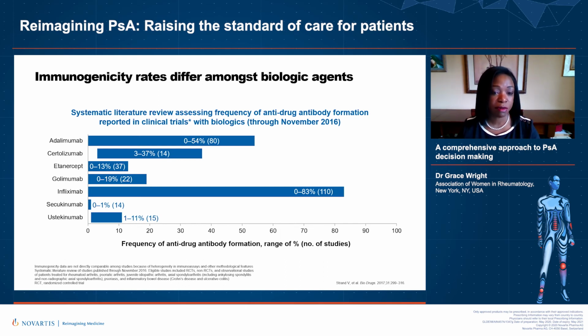So with adalimumab, we see rates of 0 to 54%, and that was culled from 80 trials, shown in the parenthesis. Certolizumab from 14 trials, we see rates of 3 to 37%. Etanercept gives us rates of 0 to 13% out of 37 trials. Golimumab 0 to 19% out of 22 trials, and infliximab 0 to 83%, and that was culled from 110 trials. Ustekinumab 1 to 11%, culled from 15 trials, and secukinumab with the 14 trials, 0 to 1% were the immunogenicity rates that were seen. So this is really the frequency of anti-drug antibody formation that was noted.